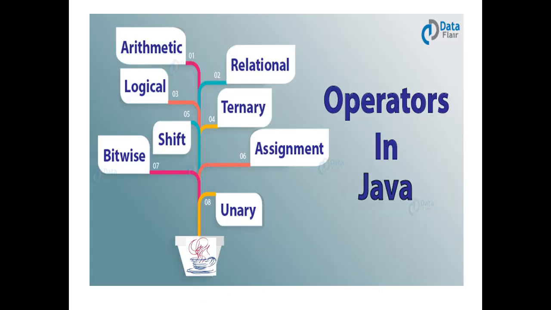Next is operators in Java. There are various types of operators in Java. They are similar to C and C++. They are arithmetic operators, relational, logical, ternary, shift, bitwise operator, and assignment unary operators. Most of them are similar in C and C++. Only the ternary operator is different from C and C++, and the shift operators also differ from C and C++. Let's see one by one.